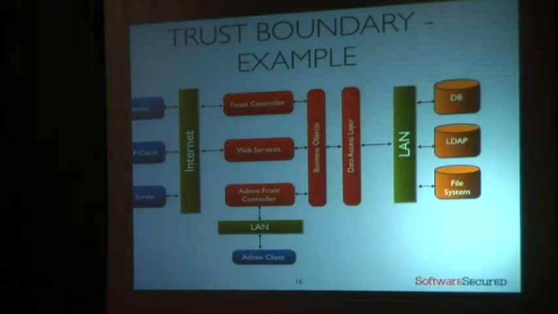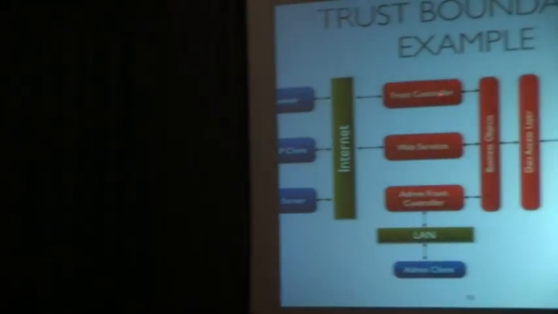Take this as an example. This is your typical web application. We have a front controller, with the business objects in another layer that talks to the data store using a data access layer. There's a bunch of web services serving some SOAP clients, and there's a different admin application that talks to an admin client that can only access the admin front controller through the LAN, cannot access it from outside. And there's an ad server here that we pull some ads from every now and then, right? Just a typical web application architecture.